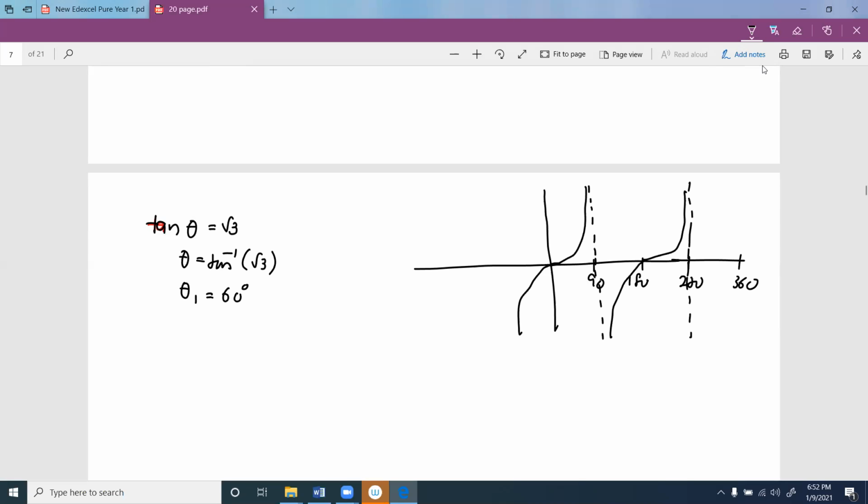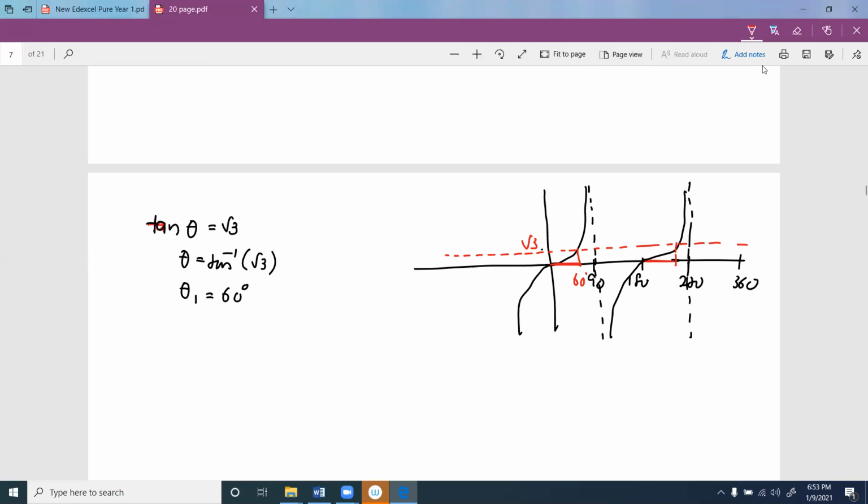The first angle is 60, which means the value is somewhere over here. It's just like this. This is the root 3 value. That means the first angle becomes 60. Now you can see the second angle also, this gap is available over here from 180 to 160.